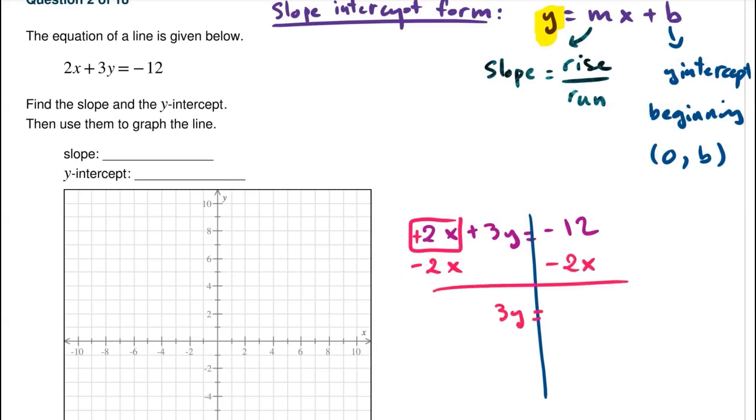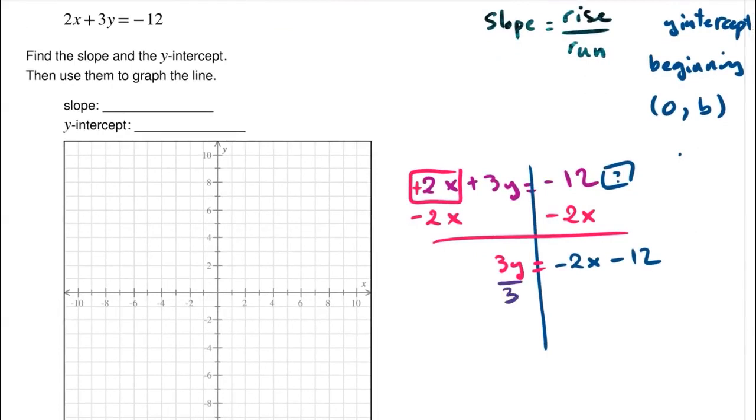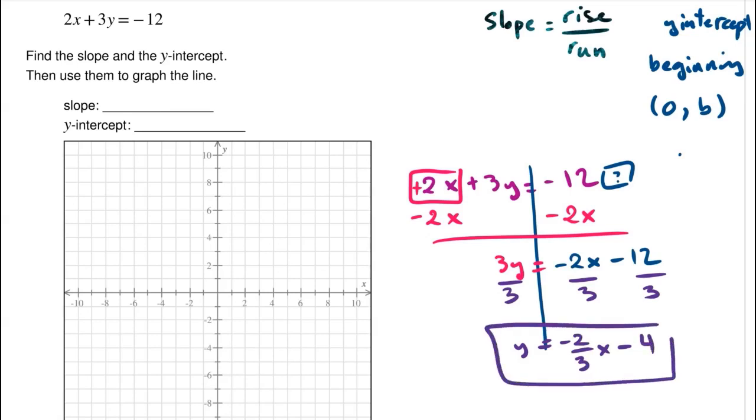Okay, so 3y equal to negative 2x minus 12. Keep in mind 12 and 2x are not like terms because 12 doesn't have an x, so we write them side by side. To continue isolating y, we divide by 3 on both sides. That gives you y equal to negative 2 over 3 x, and negative 12 divided by 3 is negative 4. So the answer is y equal to negative 2 over 3 x minus 4.